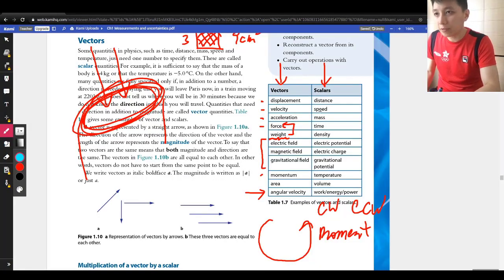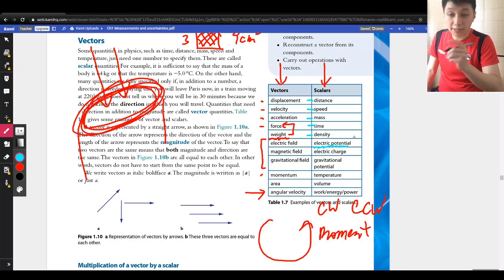Alright, examples of scalars should include distance, speed, mass, time, and density, which I'm sure you have learned in IGCSE. Something called electrical potential, notice that it is without the word energy, similar to gravitational potential. These things are related to energy for sure, but they are kind of per something.